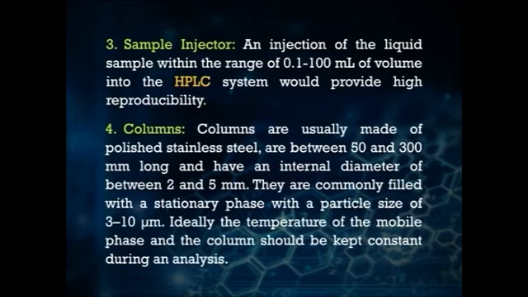Number 4, columns. Columns are usually made of polished stainless steel, are between 50 and 300 mm long and have an internal diameter of between 2 and 5 mm. They are commonly filled with a stationary phase with a particle size of 3 to 10 micrometer. Ideally, the temperature of the mobile phase and the column should be kept constant during an analysis.